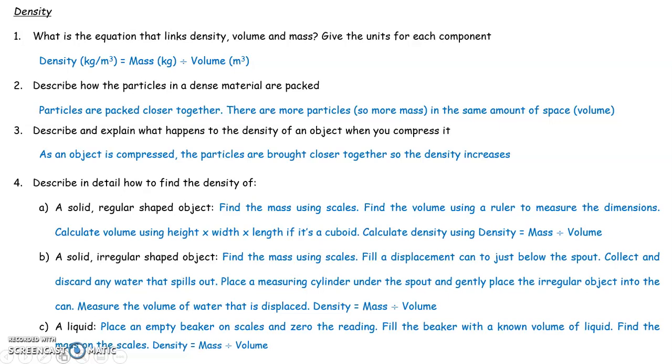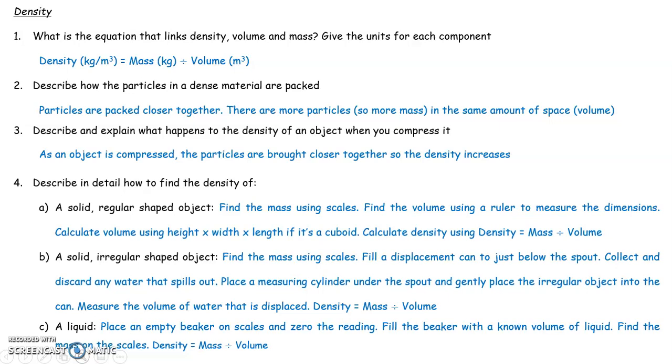For a solid, regular shaped object, to find its density, we must know from the equation its mass and its volume. As with any object, to find the mass, all you do is put the object on a set of scales and record the mass of it in grams or kilograms. To find the volume, that is what changes depending on the object. For a regular shaped object, you find the volume using a ruler and looking at the dimensions. If it's a cuboid, then it's height times width times length. If it's something like a cylinder, then it's pi r squared times the height, and so on and so on.